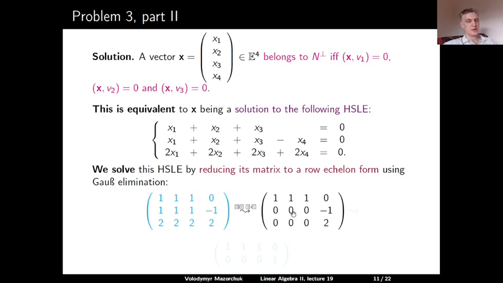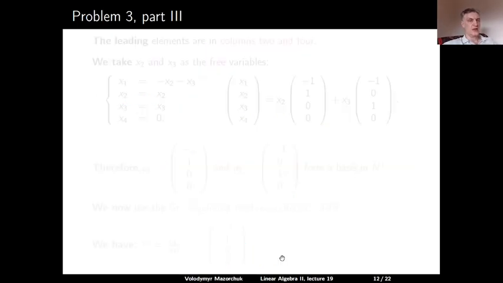Now we see that rows 2 and 3 are linearly dependent. We delete row 3 and multiply row 2 by minus 1 to get the matrix 1, 1, 1, 0, 0, 0, 0, 1. This is a row echelon form with leading elements standing in columns 1 and 4. So the leading elements are in columns 1 and 4.